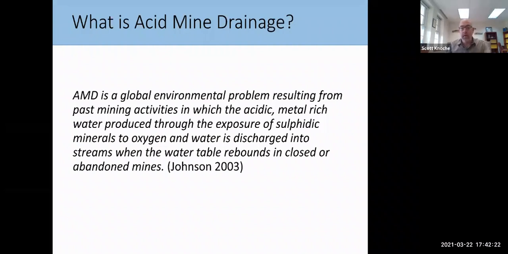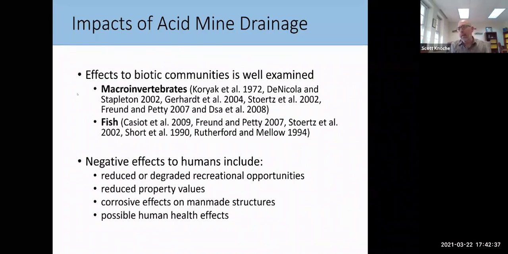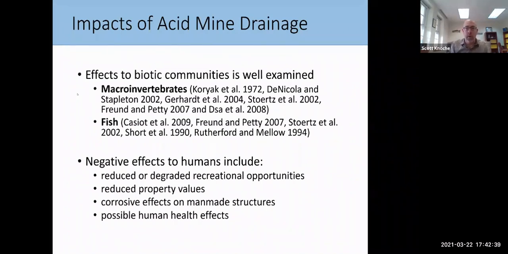And I'll get to some of the effects right here. The effects are well documented. Macroinvertebrates and fish can be severely affected. It dramatically lowers the pH of the waterway. And in many cases, you almost have a biological desert, really, if fish cannot live in highly degraded waterways. There are negative effects to humans as well. We're going to explore one of those, recreational fishing, in this study.